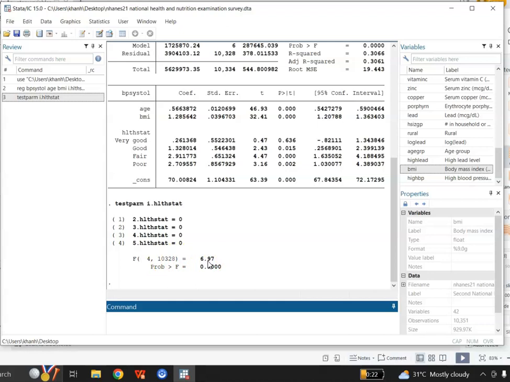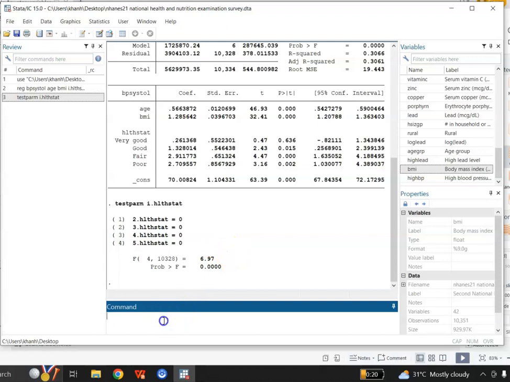This is the observed value of F, and this is its p value. Since this value is significant, we reject the null hypothesis that all of these coefficients are jointly equal to 0. So they are different from 0. That is why here you can see that 3 of them are less than 0.05, so these are significant, only one is insignificant.